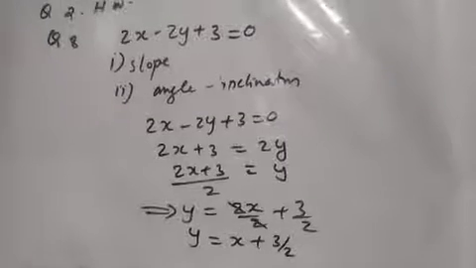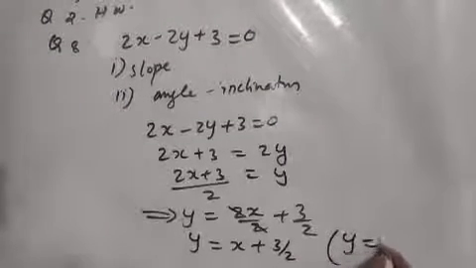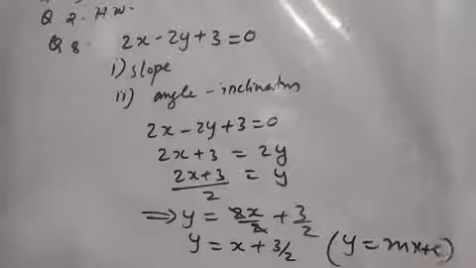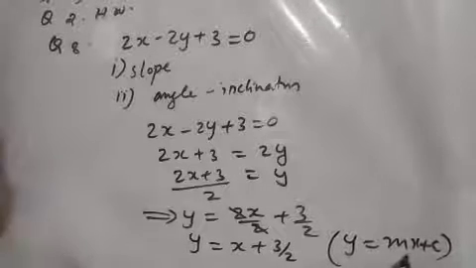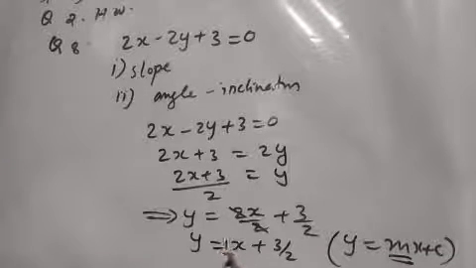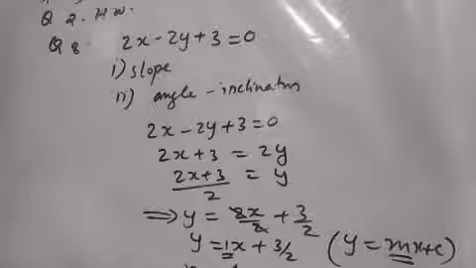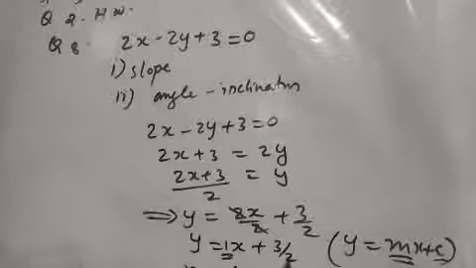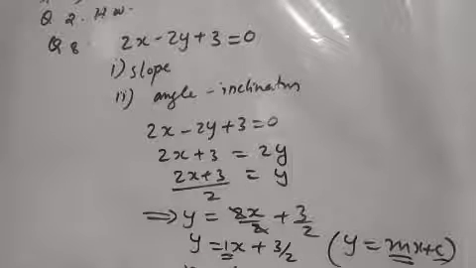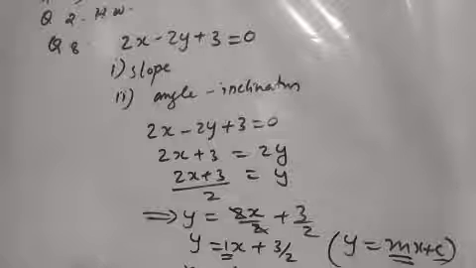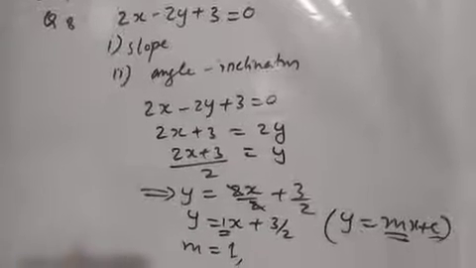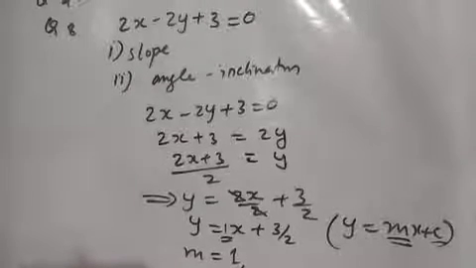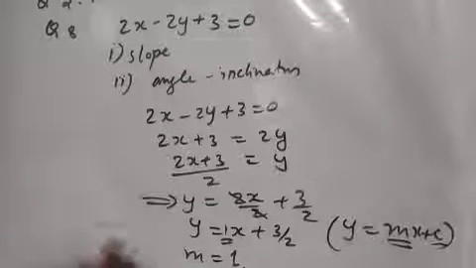So compare it with y equal to mx plus c. Here m is the slope. So m is equal to 1. And the y-intercept is c, 3 by 2. Here we need to find the inclination also. Here the slope is 1. We don't want to write the value of the y-intercept. That is not asked in this question. So take the slope as 1.